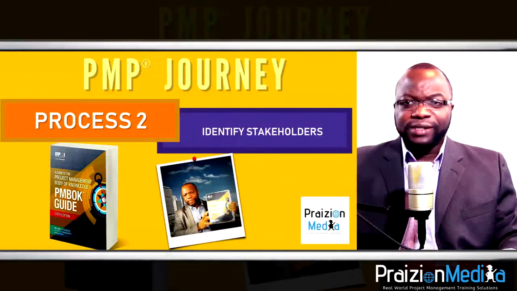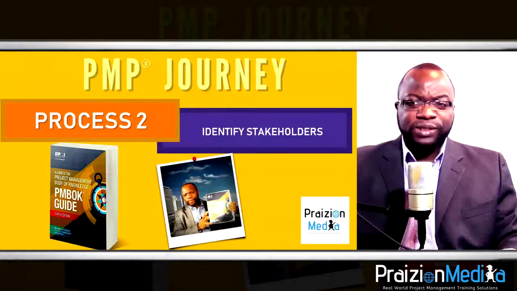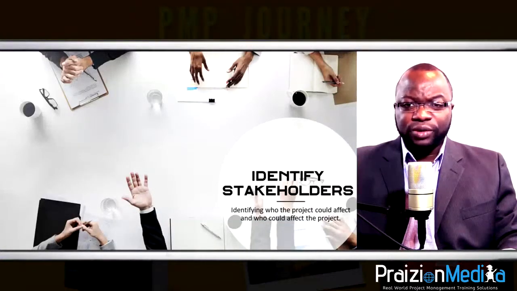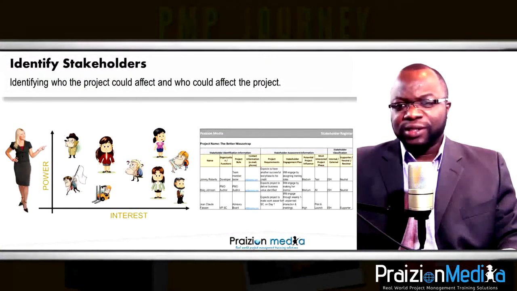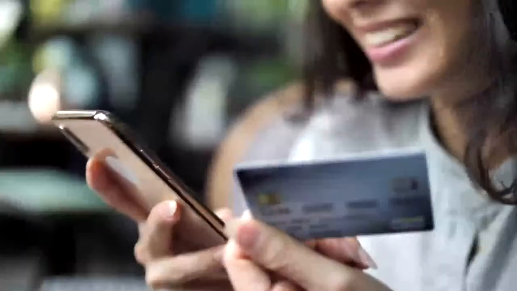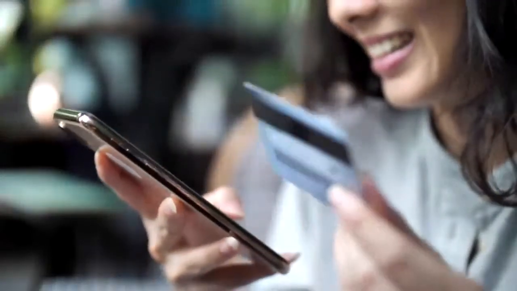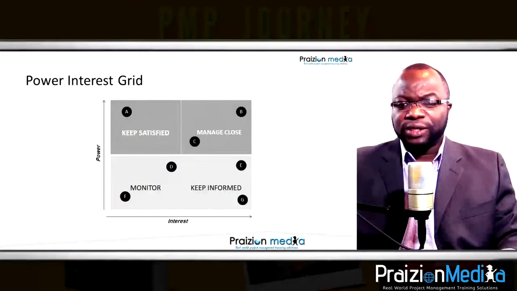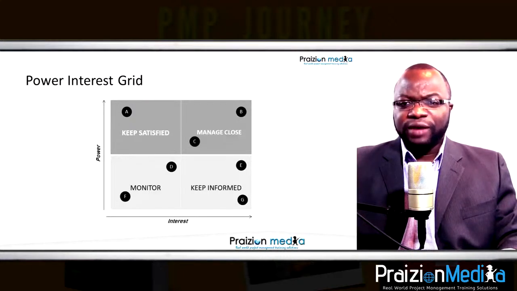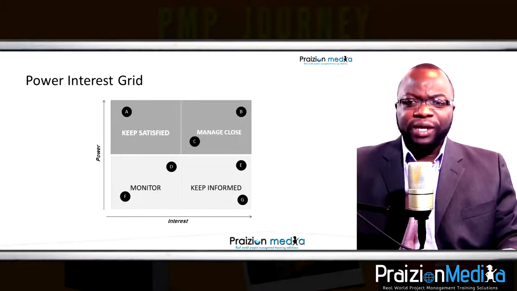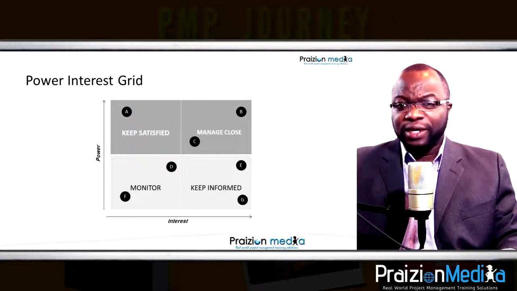Process 2, identify stakeholders. The next process in initiating is the identify stakeholders process. In the identify stakeholders process, the project manager carries out a stakeholder analysis to better understand the stakeholders, to better understand their level of influence, their level of impact, to understand those that have a high level of power or a low level of power, those that have a high level of influence and a low level of influence, those that are not interested in the project and those that have a high interest. And this is where the PM begins to identify these stakeholders and their needs.